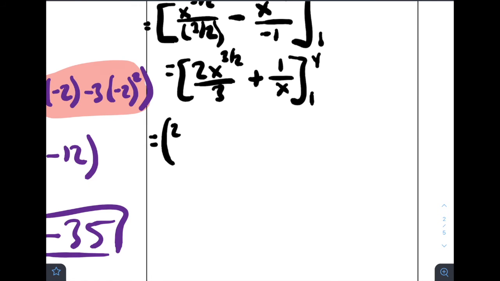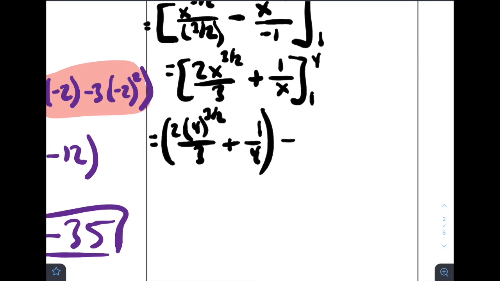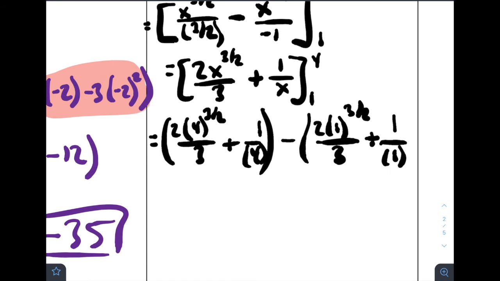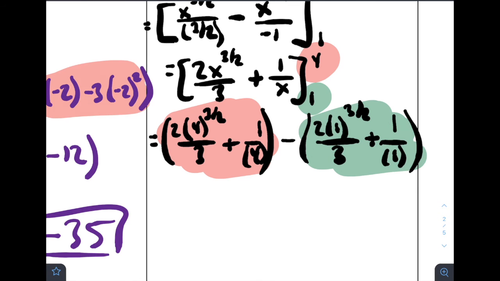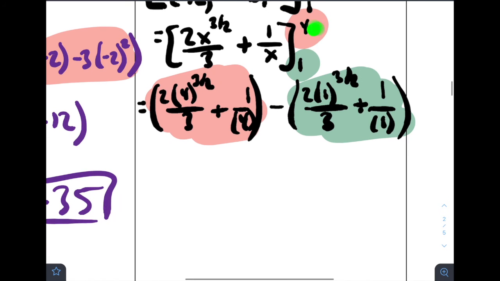So that is going to be 2 times 4 raised to the 3 over 2 power, all divided by 3, plus 1 over 4, minus, we're now going to plug in the 1, 2 times 1 to the 3 over 2 divided by 3, plus 1 over 1. Again, what did we do? We took our upper limit of integration, we plugged that in first, we then subtracted, and then did our lower limit of integration second. Notice my brackets went away because I've plugged both of those in, and I don't need to bother writing the brackets with those limits of integration anymore.